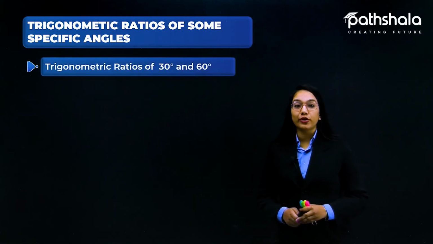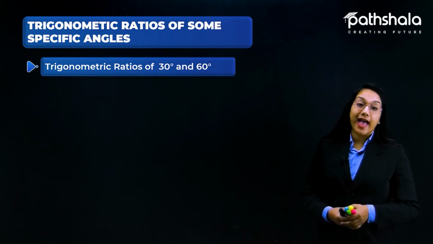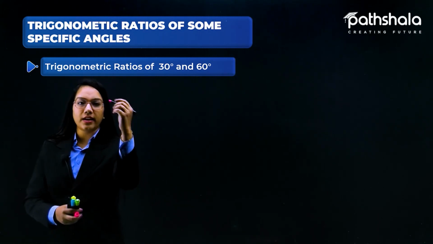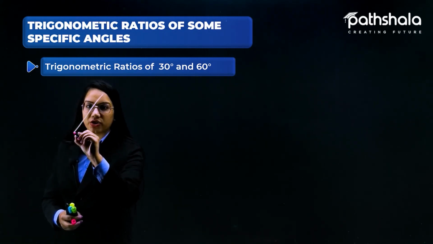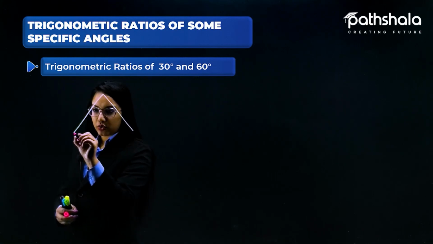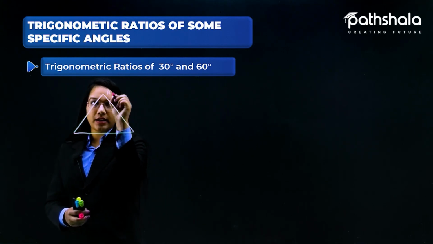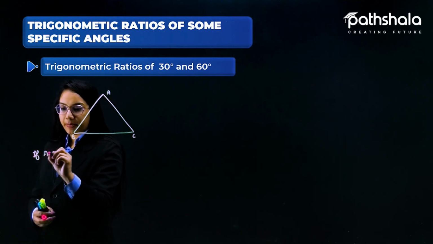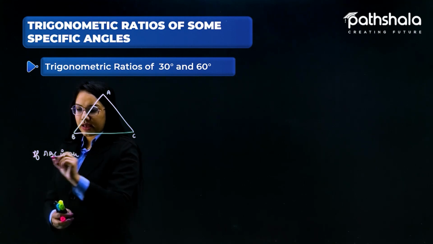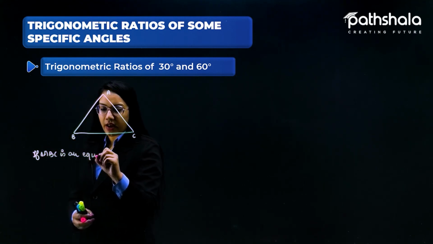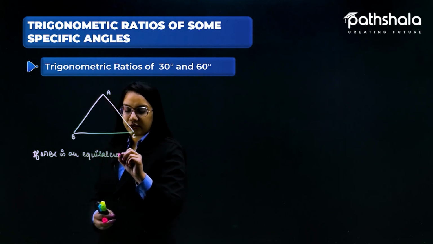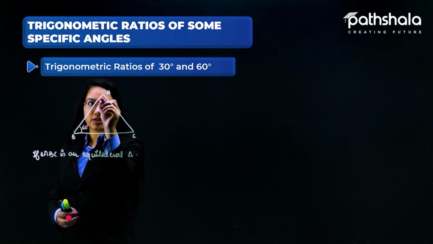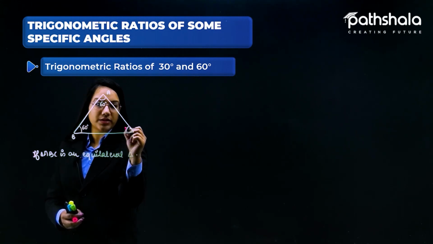Now let's move on to the trigonometric ratios of 30 degree and 60 degree. Let us suppose I am taking an equilateral triangle. Let ABC be an equilateral triangle. Then we know that this angle is nothing but 60 degree, this angle is nothing but 60 degree, and this angle is also nothing but 60 degree.